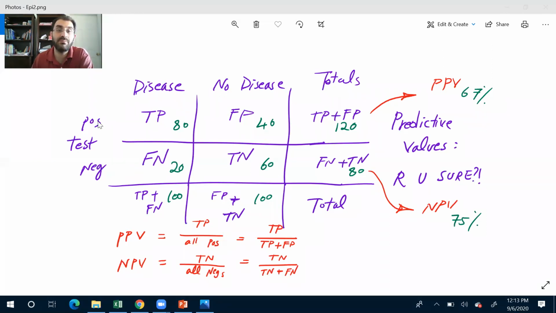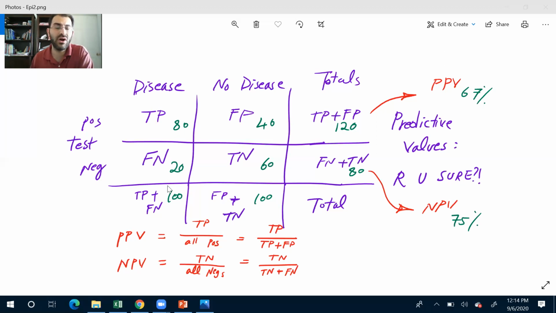Positive predictive value, look at the positive tests. Where are the positive tests sitting? First row. Where are the negative tests sitting? Second row. The top row and the bottom row. What is negative predictive value? True goes at the top. True negative over all the negatives. TN over all the negatives. TN plus FN. Ladies and gentlemen, true goes at the top.